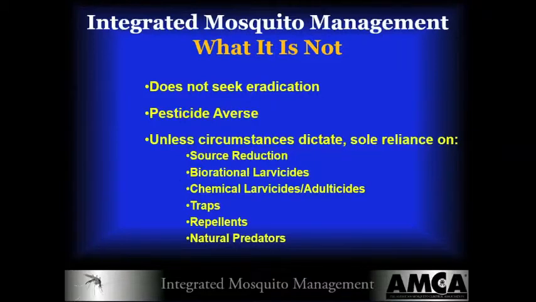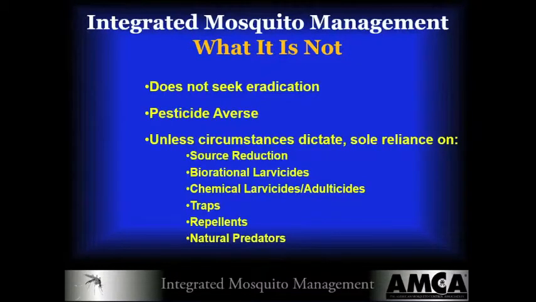And this is also extremely important. It is not pesticide averse, meaning its goal is not to eliminate the use of pesticides. That is not the goal of integrated mosquito management. Now, if we're utilizing all of the elements that I talked about, generally you do utilize less pesticide, but that's not the goal. That's just a good outcome of it. Our goal is to control the pest with minimal environmental damage. Okay? That is the goal. So it's not pesticide averse.